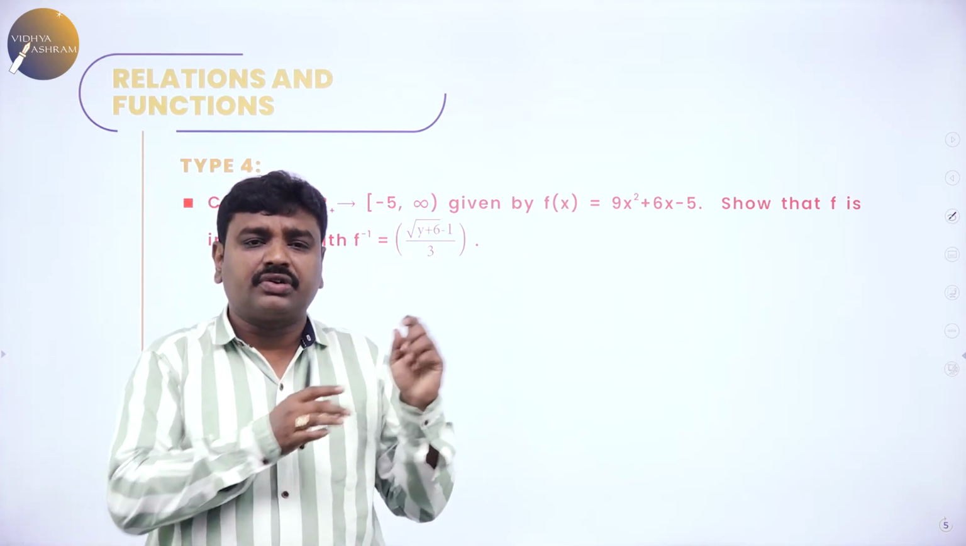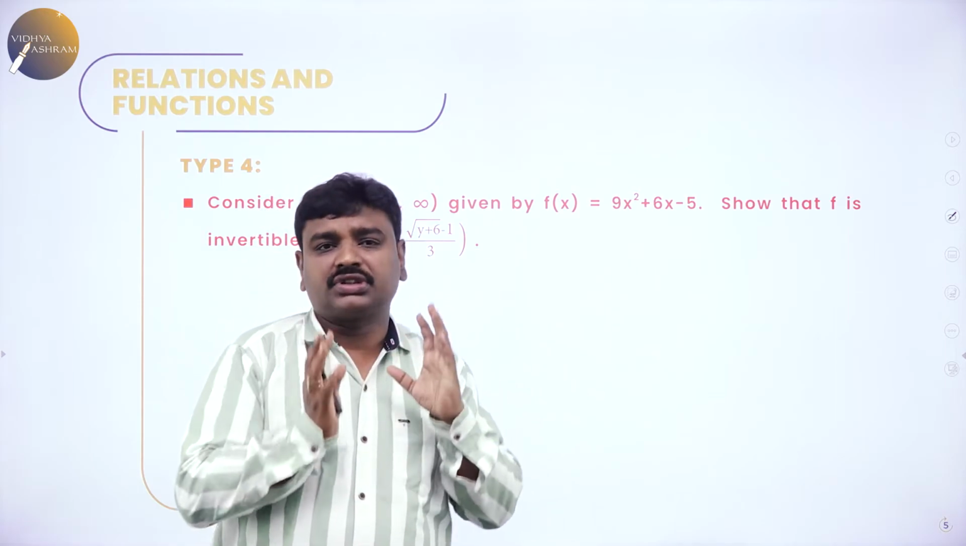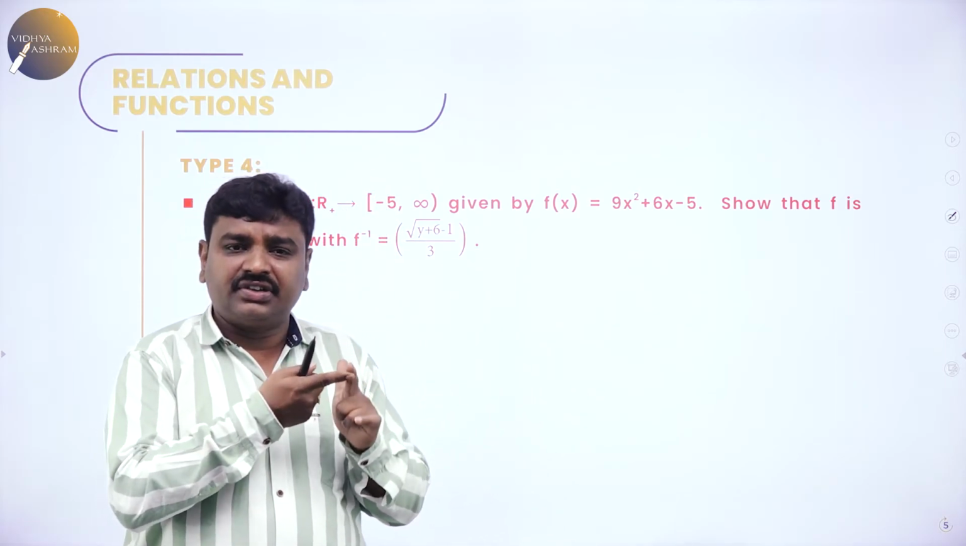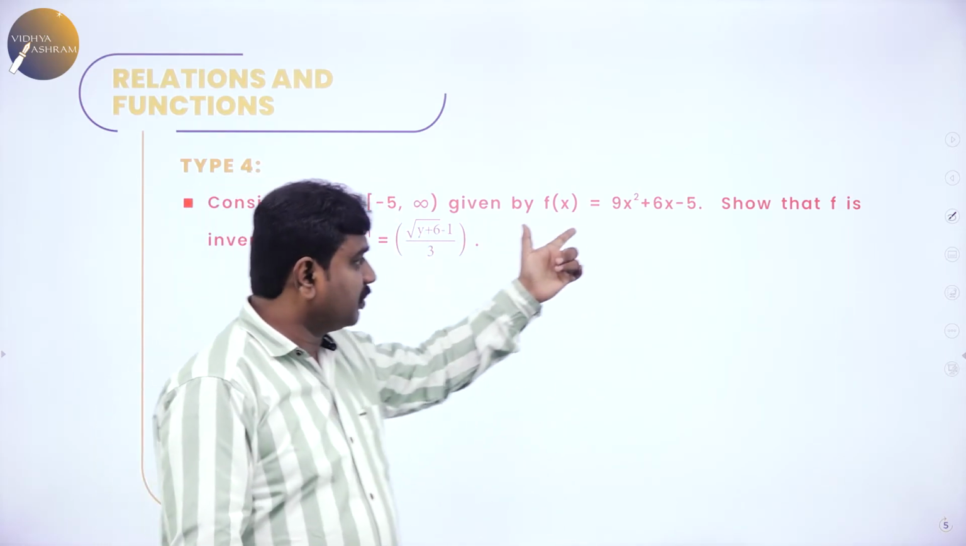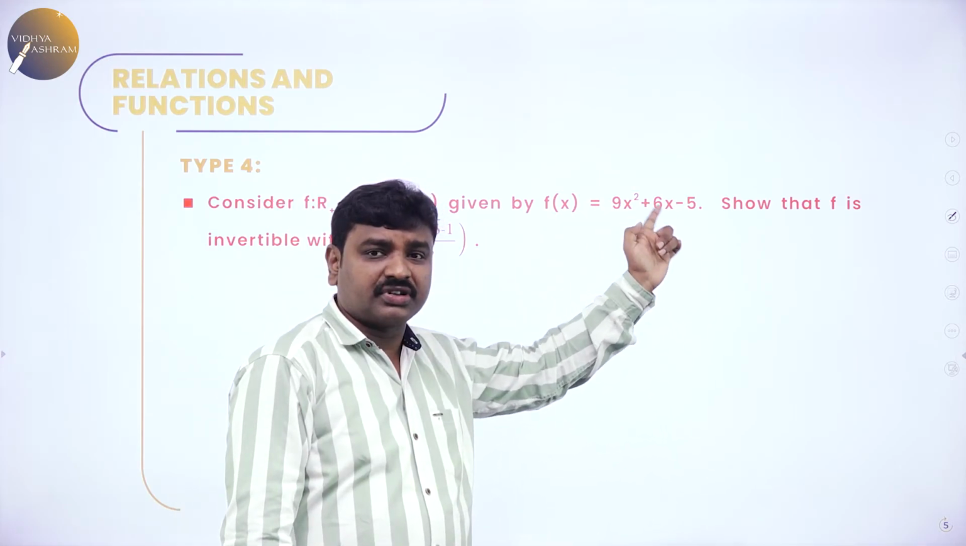This is an important question. Once you are thorough with this question, all of the questions are simple, because first is linear, then is degree 2, but this is degree 2 as well, a complete quadratic equation: 9x square plus 6x minus 5.